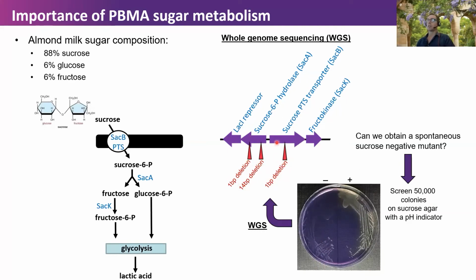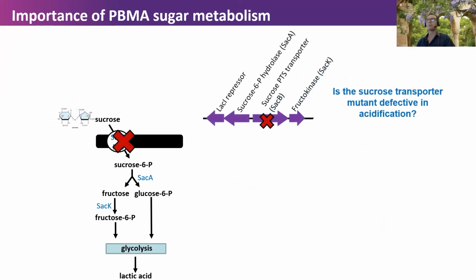So these would actually disrupt the activity of these enzymes, the transporter here, and also the hydrolase, which means that it's unable to transport in the sucrose or cleave that sucrose, which agrees with why it's negative on these plates. And we've shown that with growth curves and so on. So we've got our sucrose negative mutant.